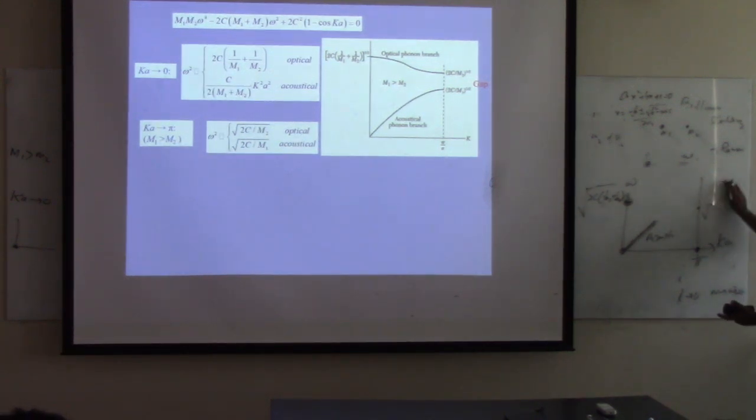So that means you have omega equals the square root of 2C over m1, that's the smaller number, right? So actually half of that one. So the other value is the square root of 2C over m2. If m2 is smaller, this number is larger, right? So that's what it is here.